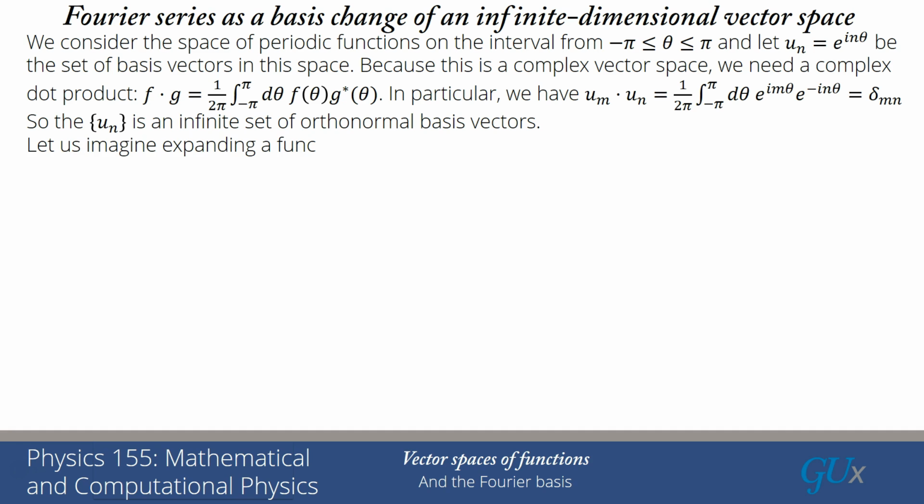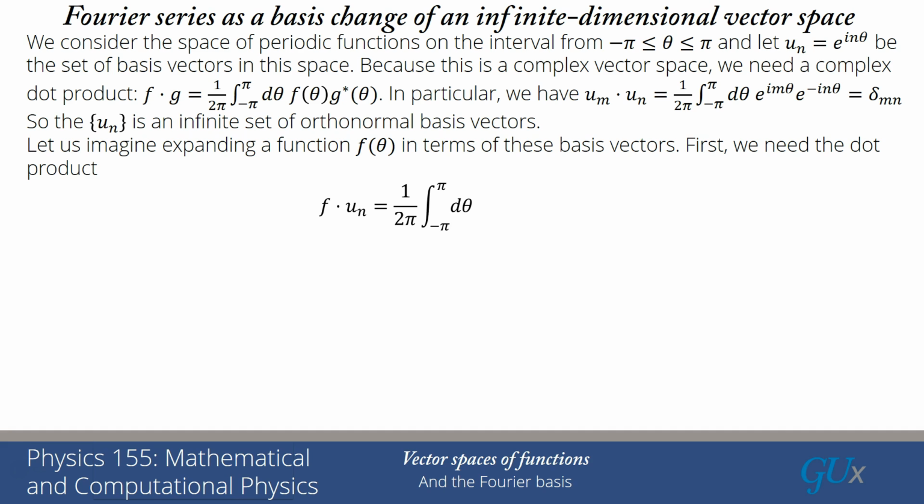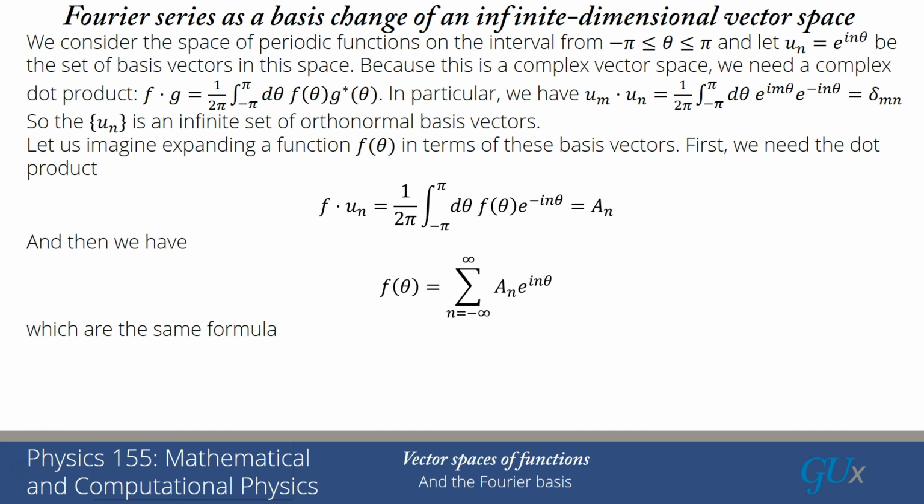So let's imagine expanding a function f of theta in terms of these basis vectors. The first thing we need to do is take the dot product of the function with the unit vector, and that, using our definition, is 1 over 2 pi integral from minus pi to pi d theta f of theta e to the minus i n theta. That's the number that we used to call capital A sub n. And then we expand the function as f dot un times un summed over all n. Well, that's just equal to the sum n equals minus infinity to plus infinity of an e to the i n theta. That is the Fourier series. It's the same function that we had before.